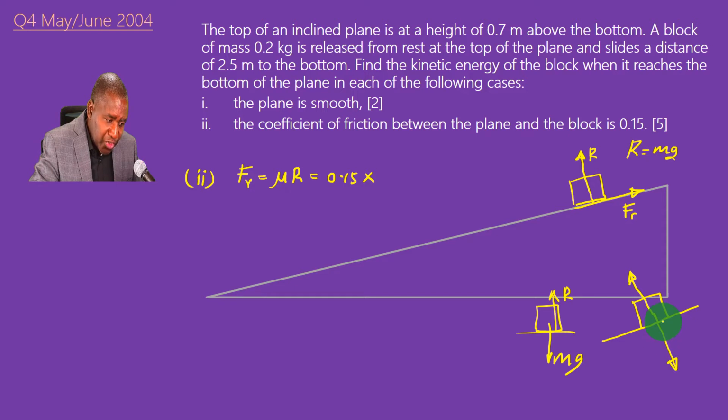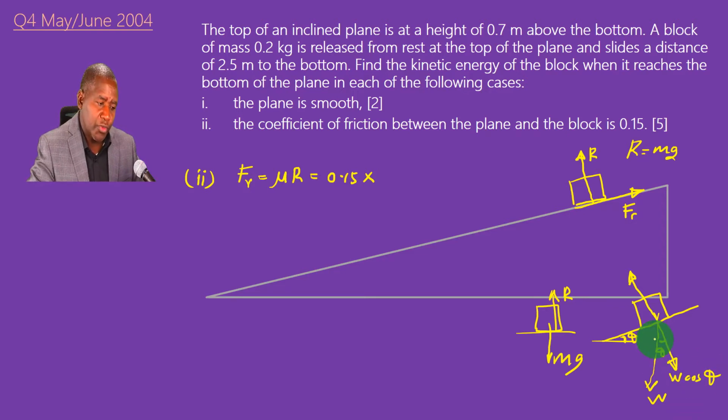So you've got to resolve. You know the weight was like this. And this angle is the same as the angle that the incline makes with the horizontal. This angle here, theta, is equal to this angle. And since this is the weight, and this, by the way, is a vertical line, this will be the weight cos theta. So that is how we get R.